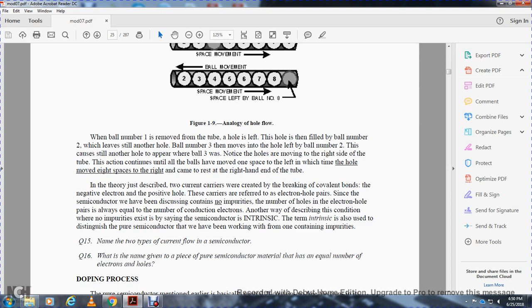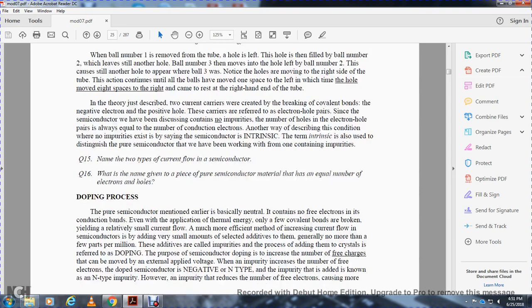The number of holes in a pure semiconductor is always equal to the number of conduction electrons. Another way to describe the condition where no impurities exist is to say the semiconductor is intrinsic, and the term intrinsic is also used to distinguish a pure semiconductor, the kind we have been working with, from one containing impurities.